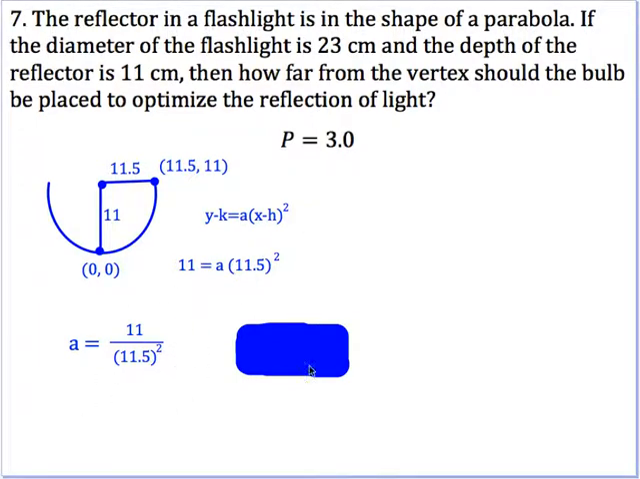Once you figure out what a is, you can go ahead and plug it into that focal point formula. Okay, and it's 1 divided by 4 times a. Don't forget, your whole denominator needs to be in parentheses. Super, super important. Lots of people are getting mistakes because they don't put it in parentheses.